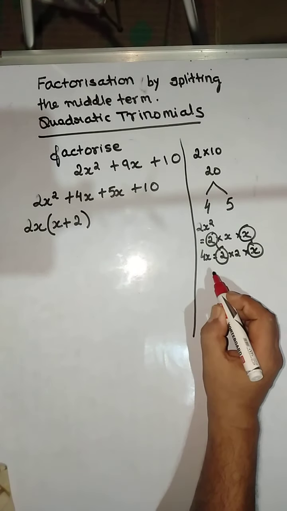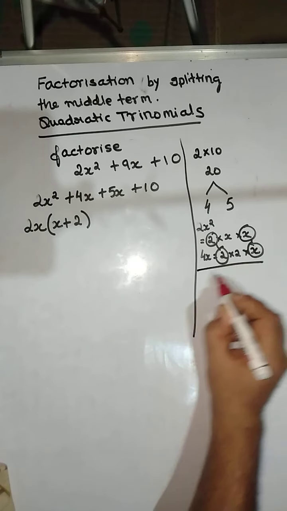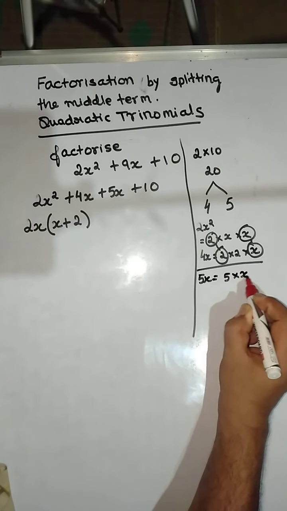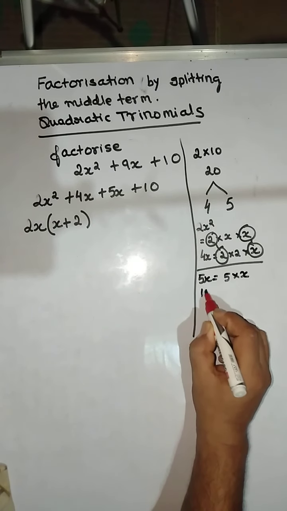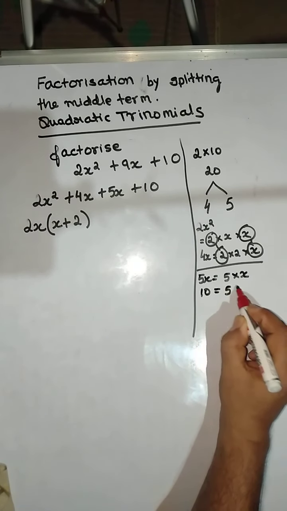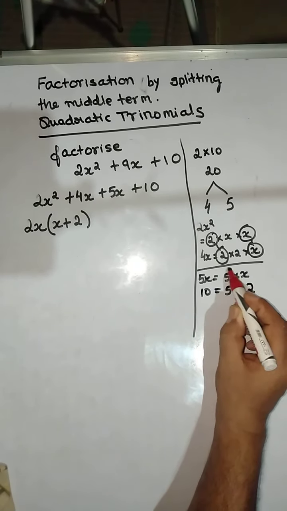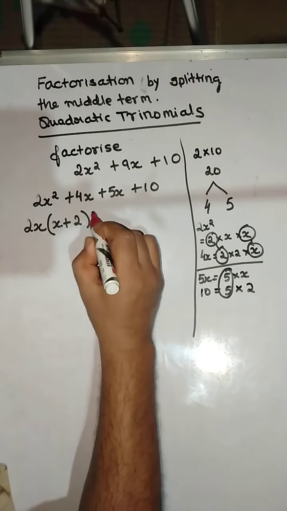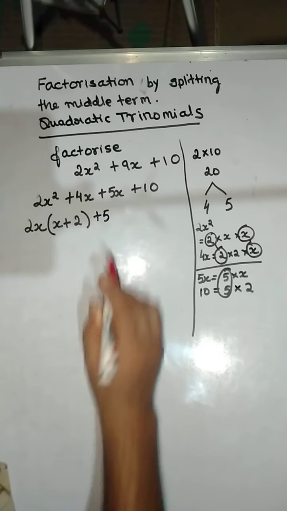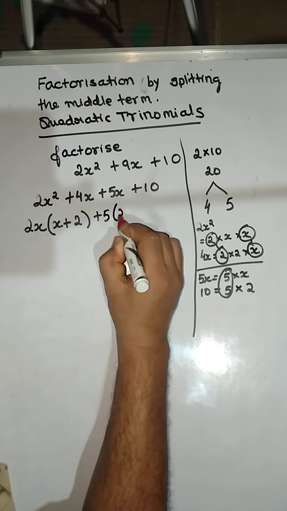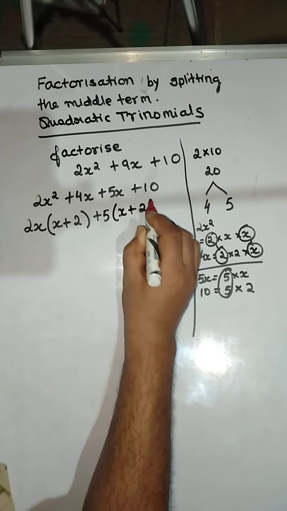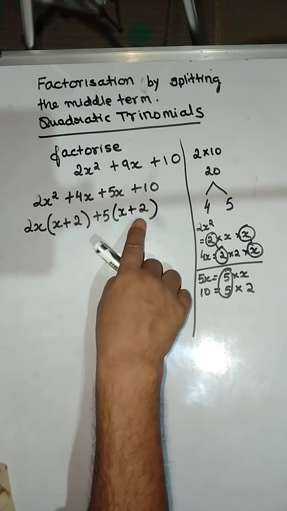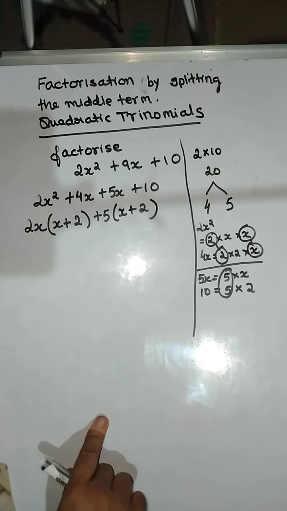Now I look again at 5x plus 10. 5x is equal to 5 into x. 10 is equal to, just put 5 first, into 2. And I see that my common factor is 5. So I put here plus 5, and what is left is x plus 2. Now if you verify, 5 into x is 5x, 5 into plus 2 is plus 10.